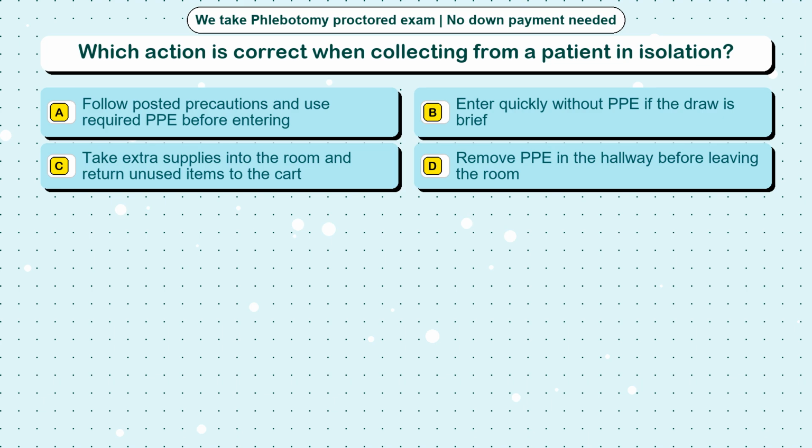Option A. Follow posted precautions and use required PPE before entering. Option B. Enter quickly without PPE if the draw is brief. Option C. Take extra supplies into the room and return unused items to the cart. Option D. Remove PPE in the hallway before leaving the room.